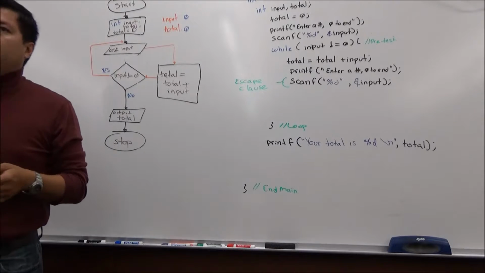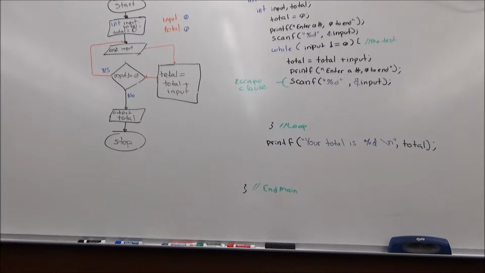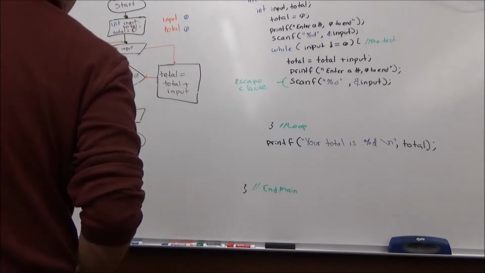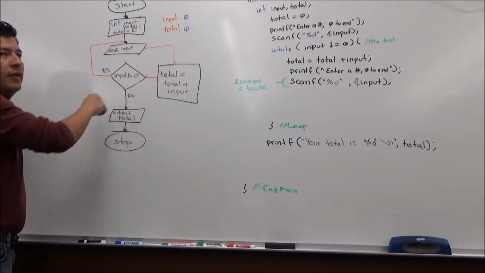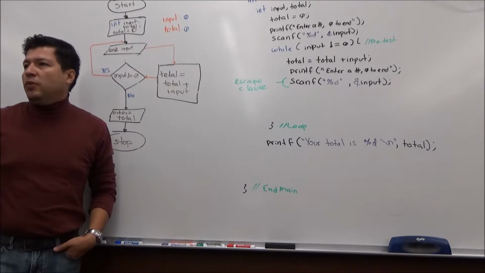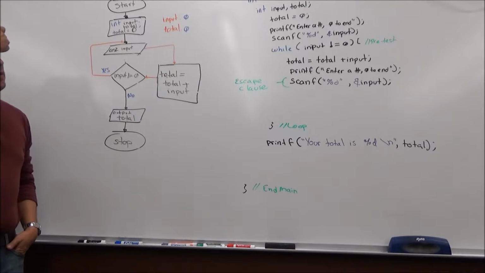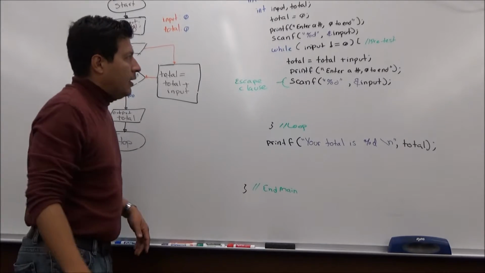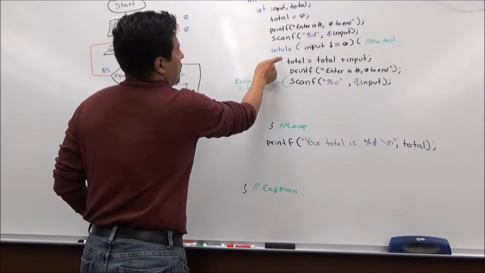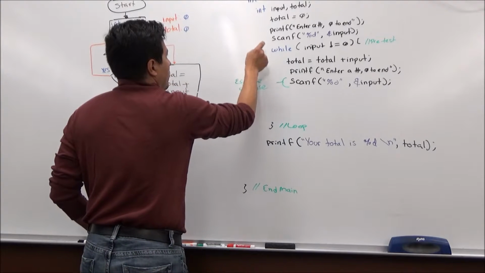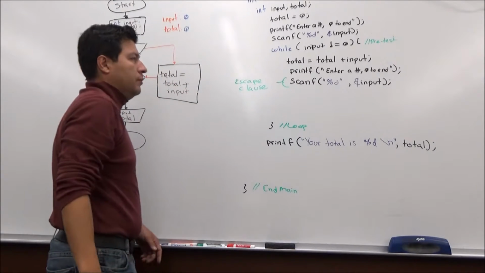So if the user enters 0 to begin with, in that diagram, I execute the body of the loop first, and then I ask the question. So it's a post-test loop. And that saves me some extra coding. So basically, I want to do the input first, do the addition, and then I'll ask the question.